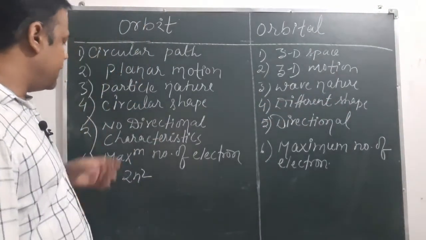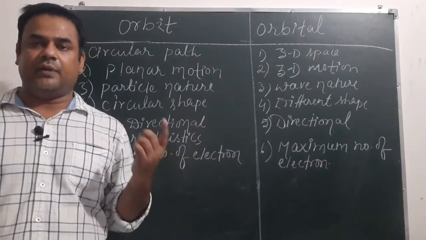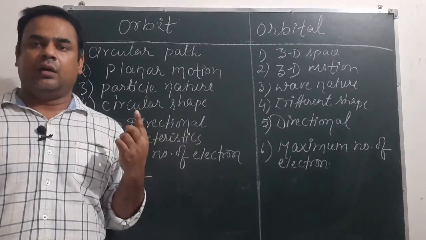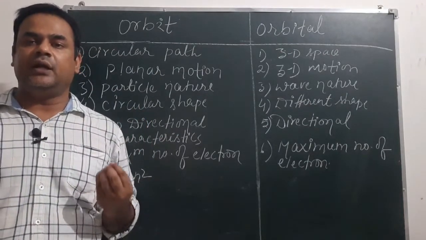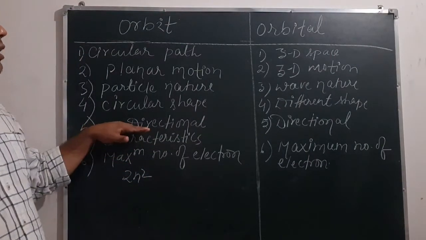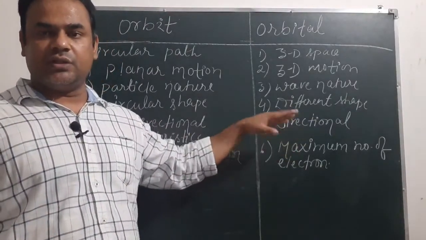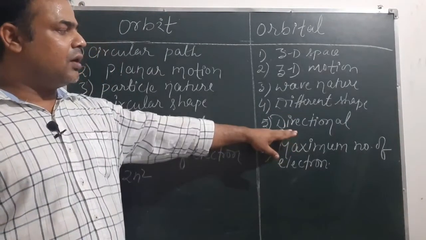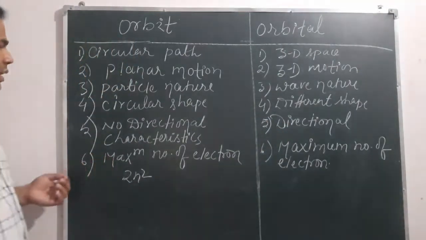Next point is that orbit is not directional. Whenever we say circular path or circular shape, in that circular shape there is no definite direction. So orbit is not directional while orbital is directional, except the s orbital, which is circular in shape. All the rest of the orbitals are directional in nature.